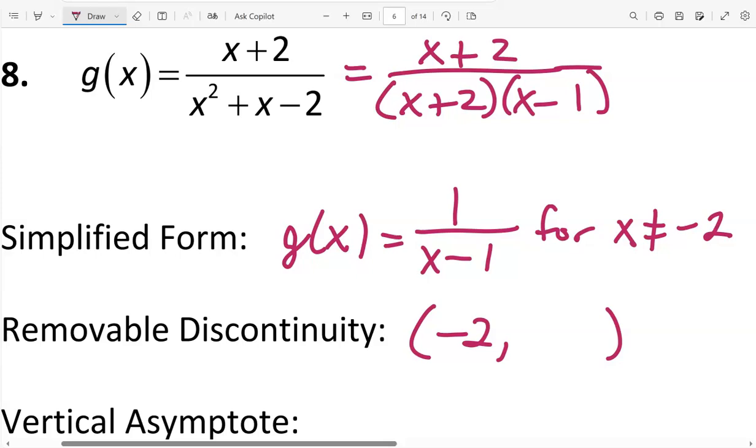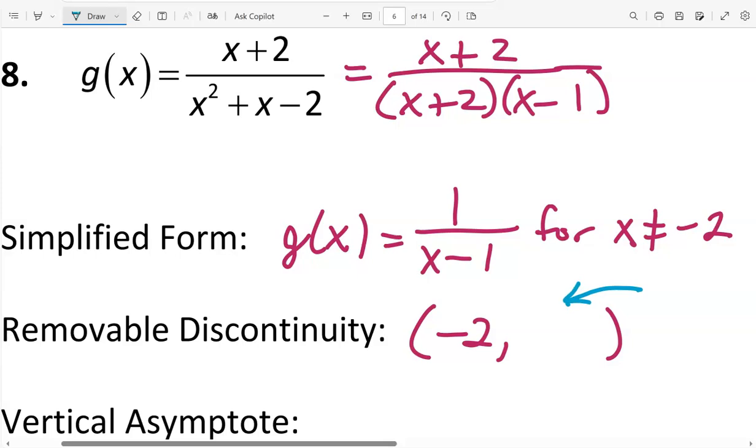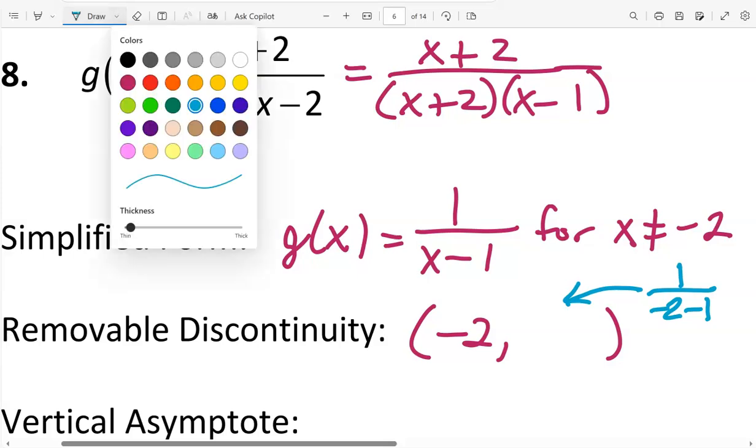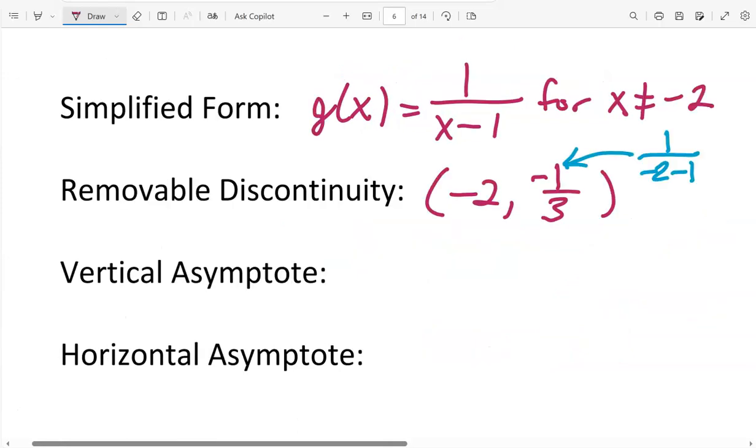I'm going to find the y value for this by replacing x with negative 2 in the function g of x. So that will give us negative 1/3. In our simplified form, the denominator is equal to 0 when x is equal to 1, so we have a vertical asymptote x equals 1.